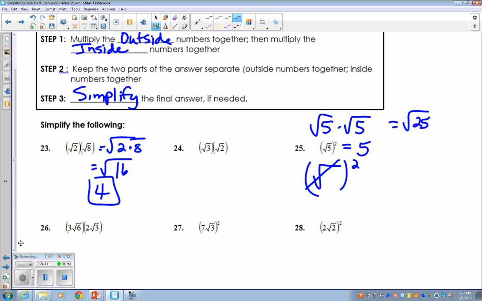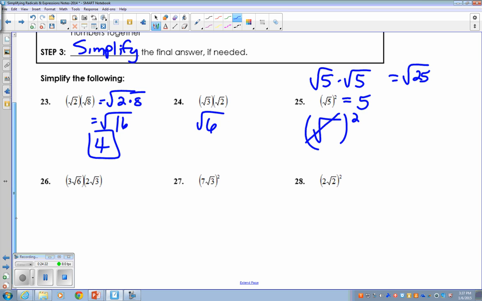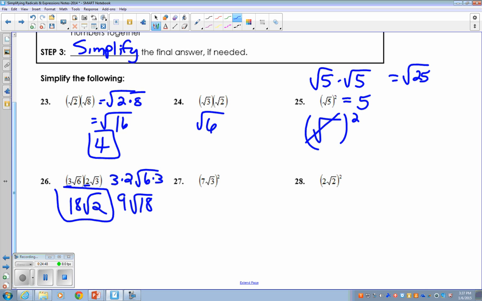All right, what was 24? Square root of 6, okay. And now, what about 26? 18 radical 2? Yep. All right, first one gets multiplied together. The 3 and the 2. And then the 6 and the 3, right? So this would be 9 radical 18, right? Yeah, the 18 square root of 2 is the final answer. And then the square root of 18 gets simplified to 9 and 2, right?